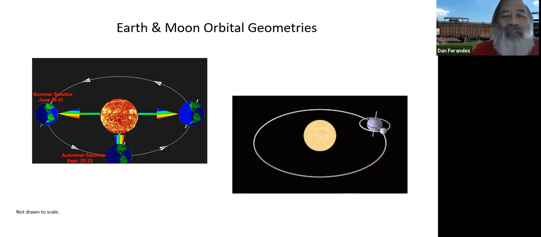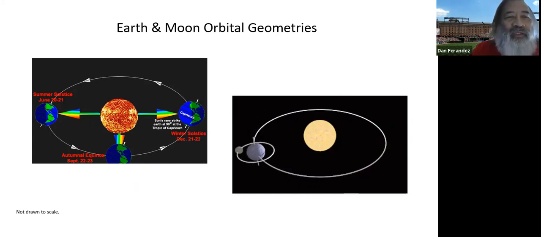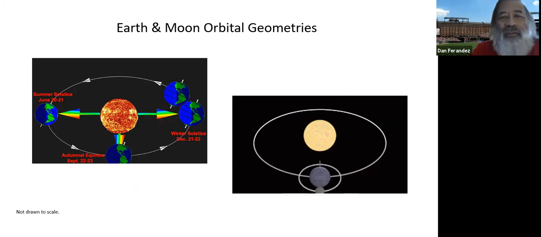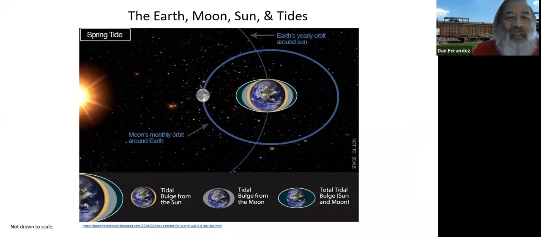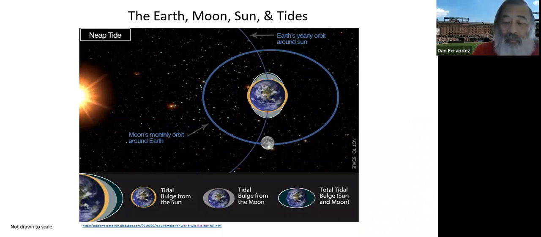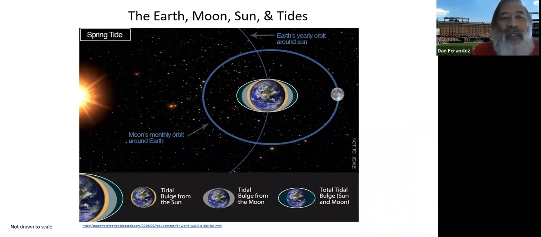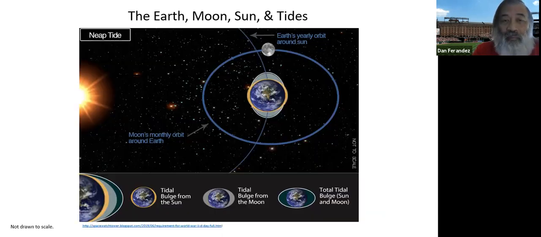We have these orbits because it's basically a nice balance between the laws of physics having to do with Newton's laws of motion and Newton's law of universal gravitation. When we talk about the geometry between the Earth, the Moon, and the Sun, this is where we get the phenomenon of tides. The tides are actually a type of wave. And this diagram is showing the configuration of when we have a neap tide and when we have a spring tide.